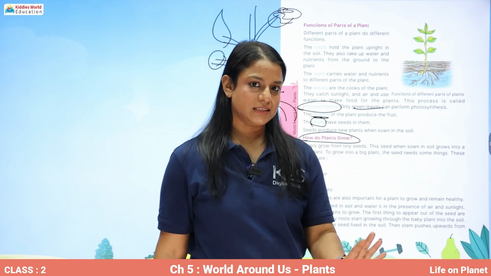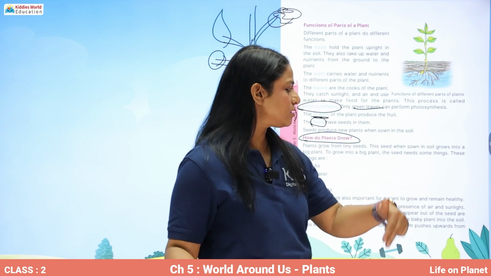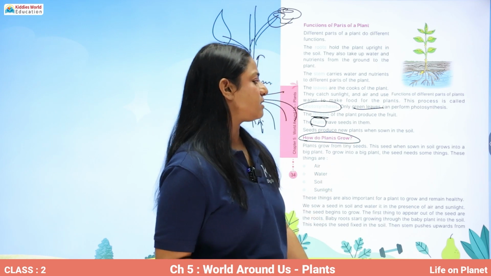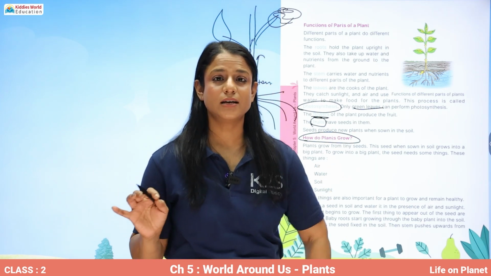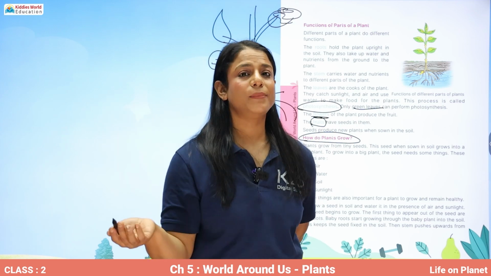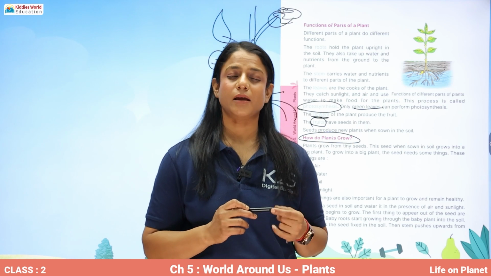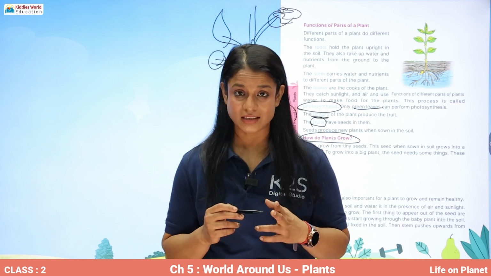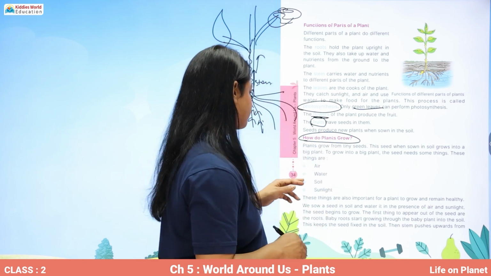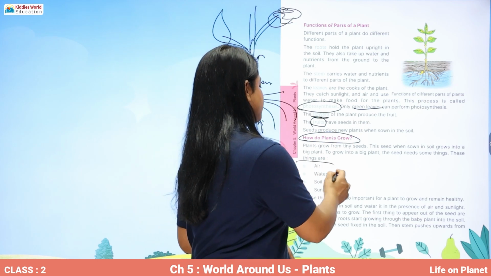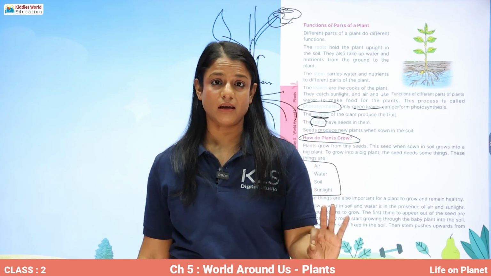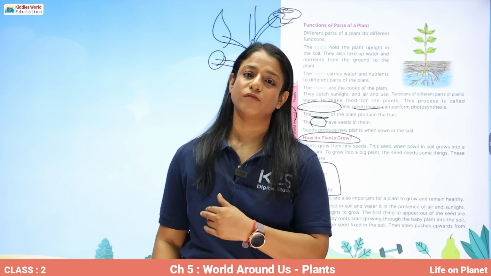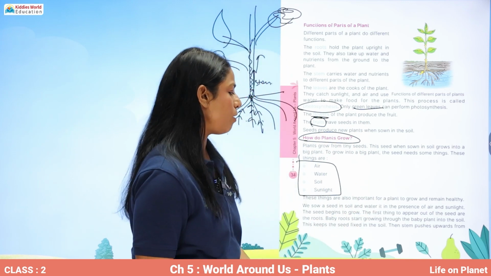Plants grow from tiny seeds. This seed, when sown in the soil, grows into a big plant. To grow into a big plant, the seeds need certain things. So how does a seed grow into a new plant? It needs soil. Why? Because soil has all the nutrients. Then it needs water, it needs air, it needs sunlight also. Air, water, soil and sunlight, these are the 4 essential things by which a plant can grow. In the absence of any one of them, the plant will not be able to grow properly.